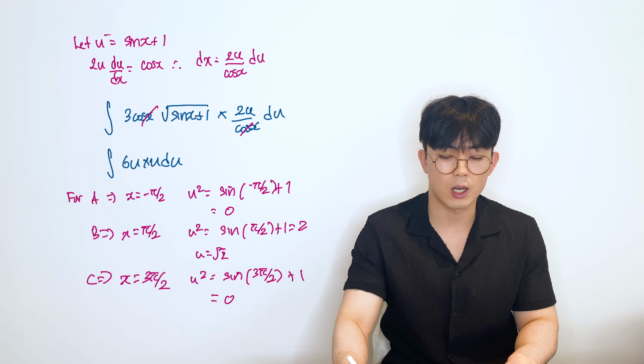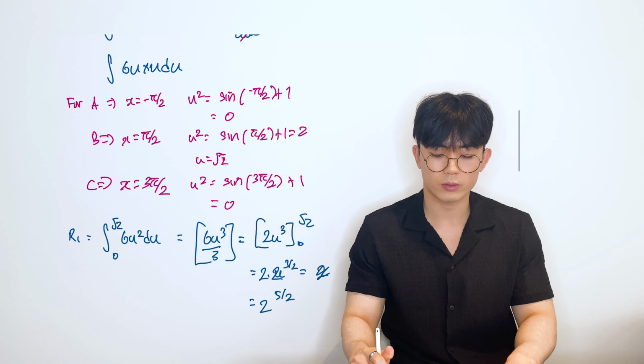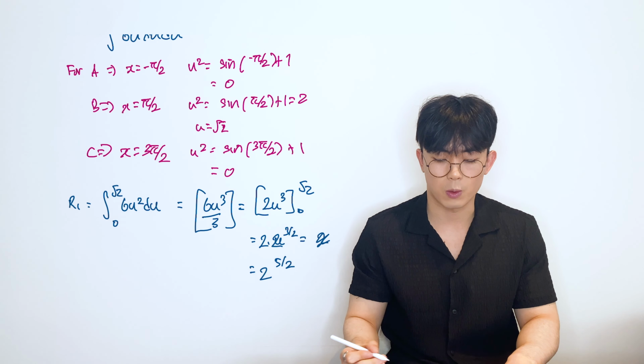So this will give me 6u cubed over 3, which is the same thing as 2u cubed from 0 to root 2. Plugging it in will give me 2u to the power 3 over 2, which is the same thing as 2 times 2 to the 3 over 2, which is the same thing as 2 to the power 5 over 2. Right, that's the area of R1.